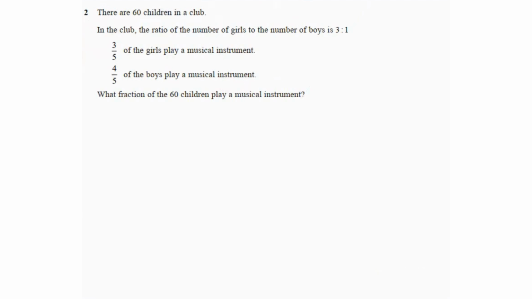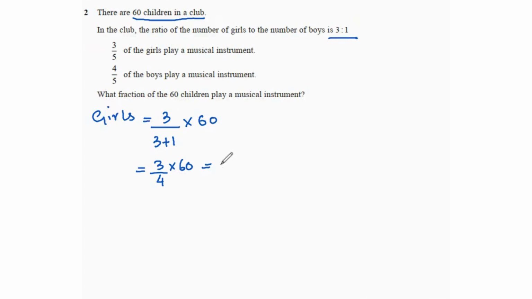So there's 60 children in total, firstly. And the ratio of girls to boys is 3 is to 1. So let's first find how many girls are there, how many boys are there. So for girls, same thing, 3 over 3 plus 1, and then times it by total number of children, 60. So that's 3 over 4 times 60, which is equal to 45. So now for boys, 1 over 4 times 60, and that's going to be 15. So we have 15 boys and 45 girls.